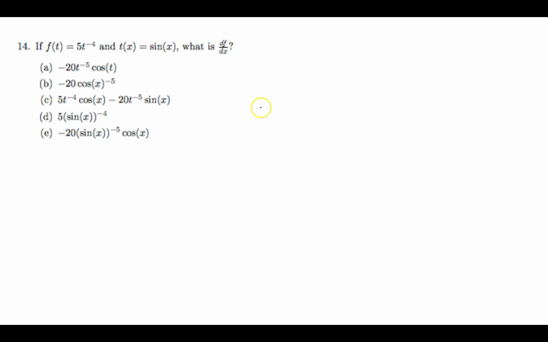Okay, next up, this is video 4. We have a function of t, and then t is a function of x. F is a function of t, but t is a function of x. So we have a composite function. We need to employ the chain rule. Let's use the d notation.